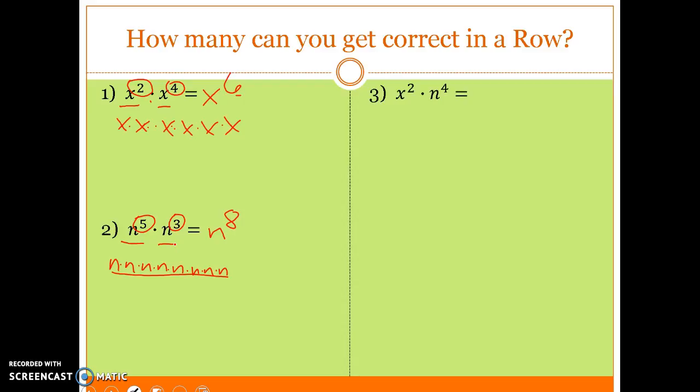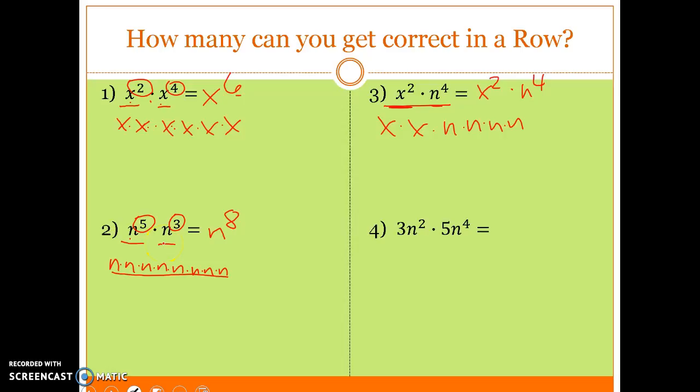If we continue with this, here I have x squared, that's 2 x's, but I have n to the 4th, that's 4 n's. And so this one I can't really do anything more with because the bases are not the same. This is just going to be x to the 2nd times n to the 4th. I can't put those together because the bases are not the same. They're different. And so the only time I can multiply things together like this is when the bases are the same, both x's or both n's.